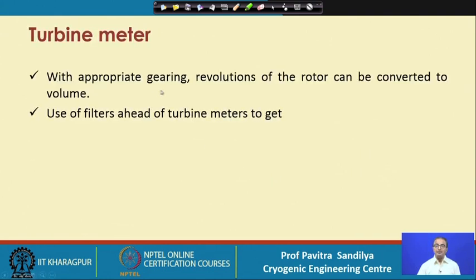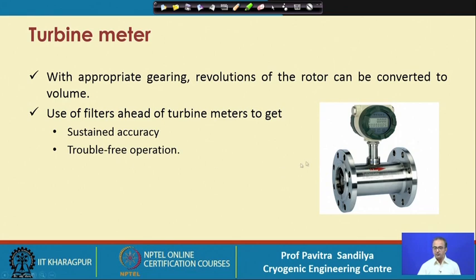And with an appropriate gearing arrangement, the revolution of the rotor can be converted to the volume of the fluid passing through the meter. Some kind of filters to reduce the noise and to get better accuracy and trouble-free operation are used before the turbine meter. So, here we have shown a typical turbine meter which gives some reading in this particular recording device.